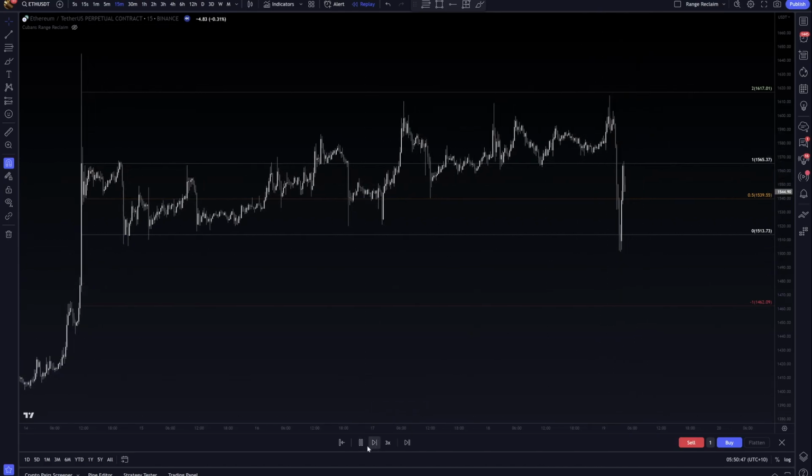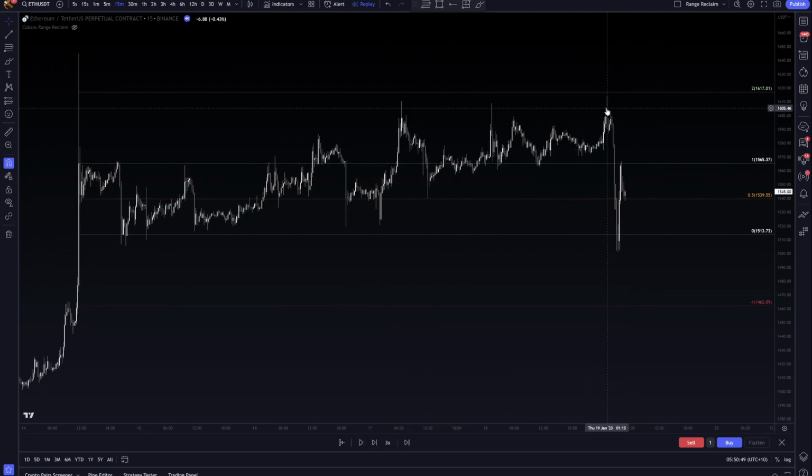There it is, bang. So we had it there. We're on 3x time speed here. But we had the close back within the range, a lot of liquidity, and then straight for the lows, and we swept that low there.